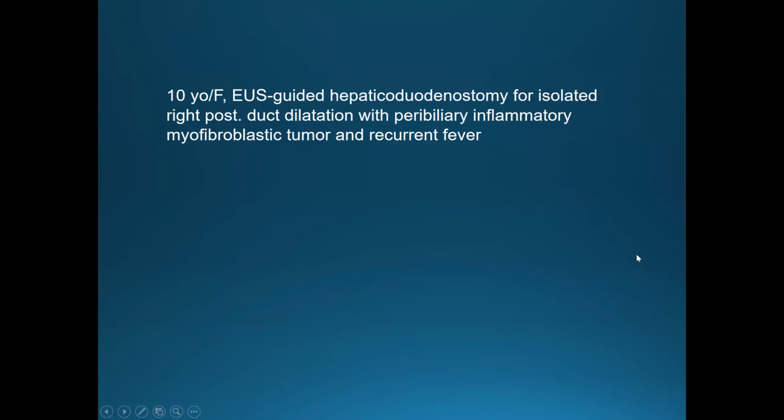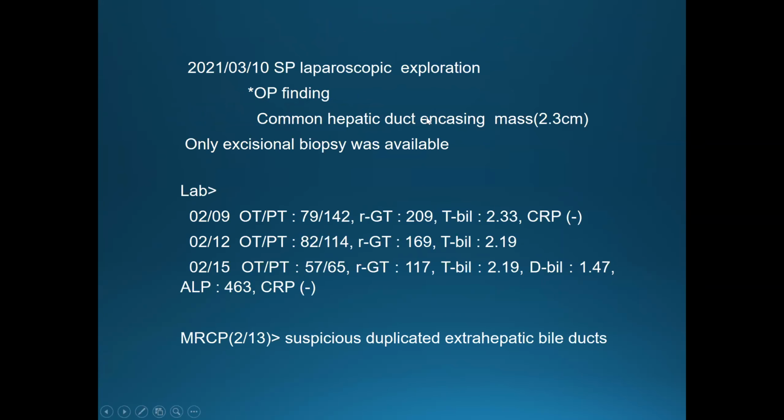This is my youngest patient for EUS-guided hepatico-duodenostomy. The patient is a 10-year-old female with recurrent fever because of isolated right posterior duct dilatation with a peribiliary inflammatory myofibroblastic tumor. The patient had a recent laparoscopic exploration. The mass is an enhancing common hepatic duct mass, 2.3 cm, but only an excisional biopsy was available.